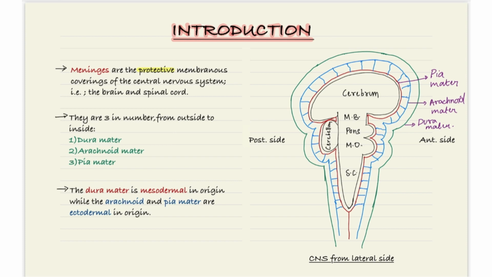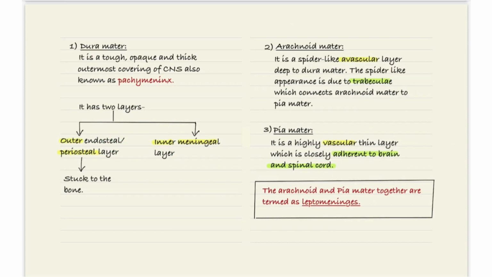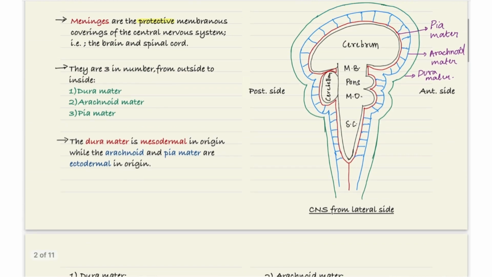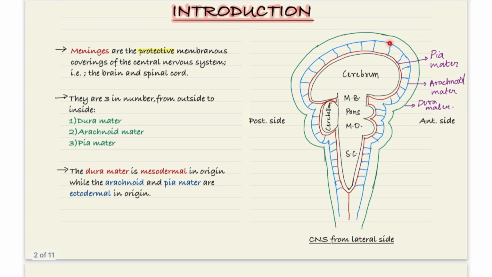And the inner layer, that is the meningeal layer. The second layer is the arachnoid mater. It is a spider-like avascular layer, means it is devoid of the blood vessels, deep to the dura mater. The spider-like appearance is due to the trabeculae, which means the meshwork, which connects the arachnoid mater to the pia mater. In this diagram, you can see these blue lines.